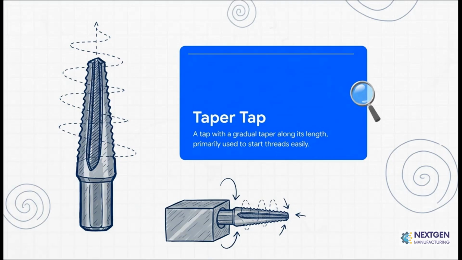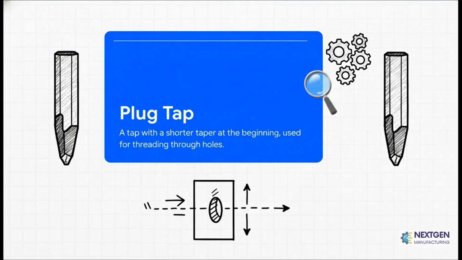First up, we've got the taper tap. You see that gradual slope, that taper along the end? That's its superpower. That design makes it super easy to start a brand new thread in a hole. It basically guides itself in, making sure the thread begins perfectly straight and true. This is almost always your starting point.